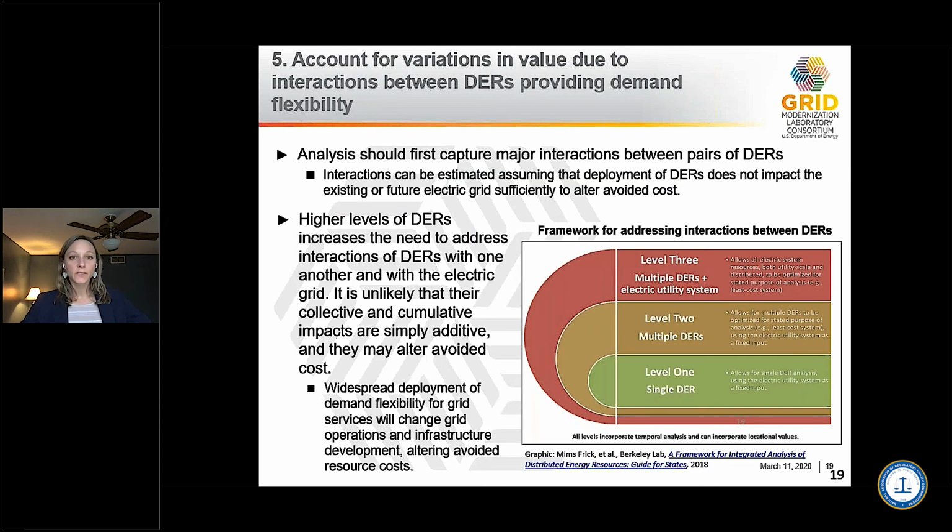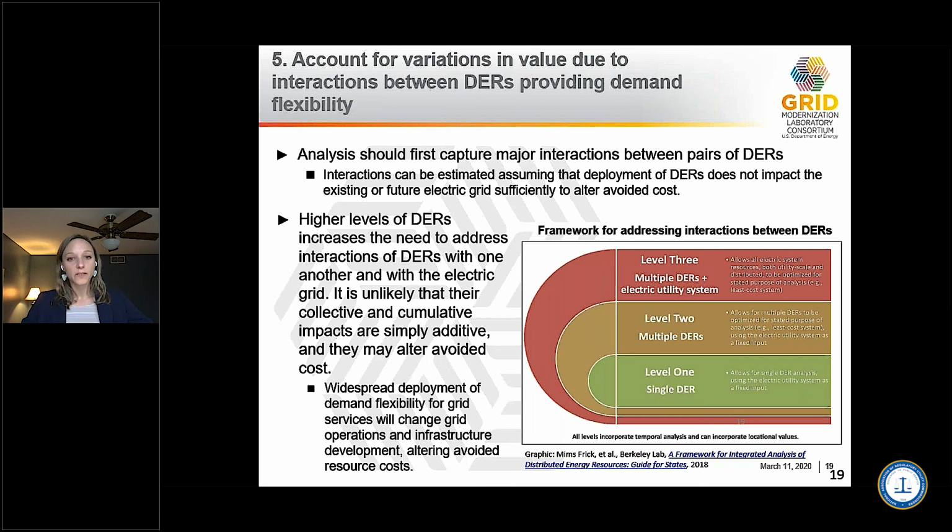So this is the 5th enhancement that's in the report, and this is to account for variations in value due to the interaction between DERs providing demand flexibility. So higher levels of DERs increase the need to address interactions between multiple DERs and the grid. And it's unlikely that the cumulative effect of more than one DER is just going to be additive. There's probably going to be more interaction than that.